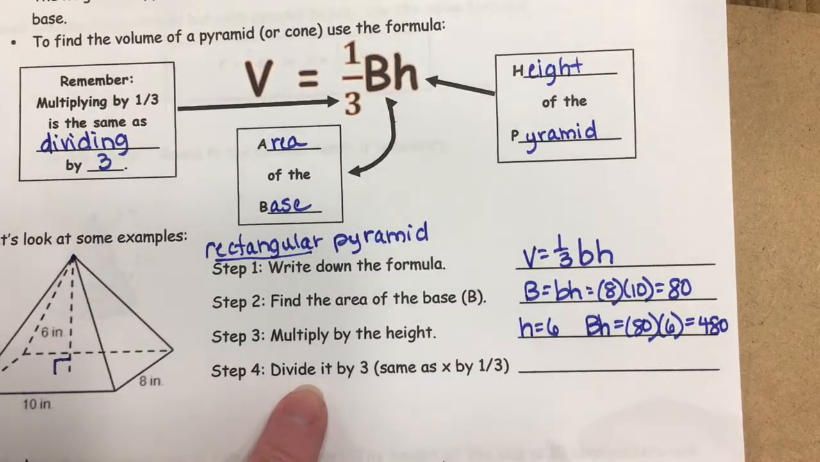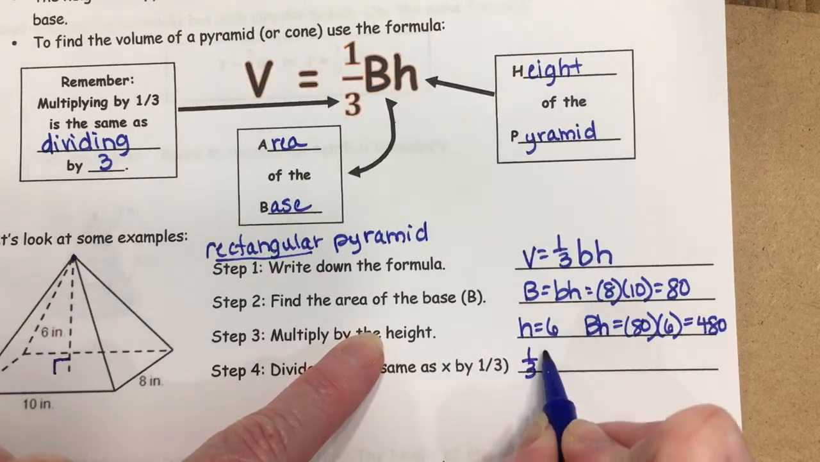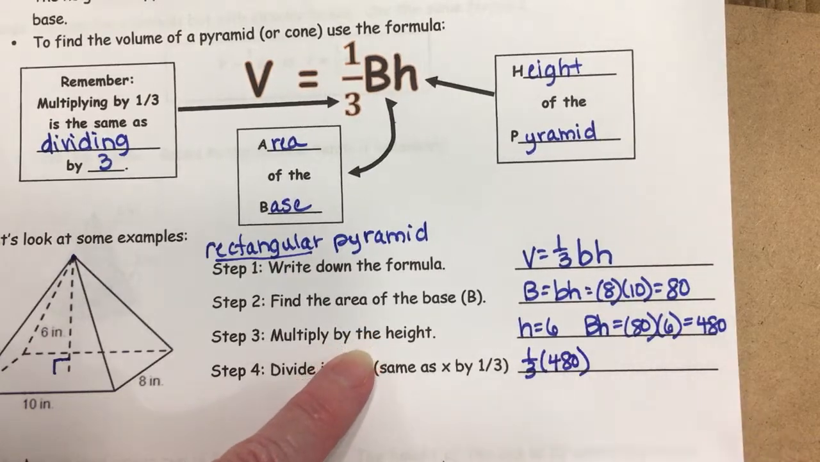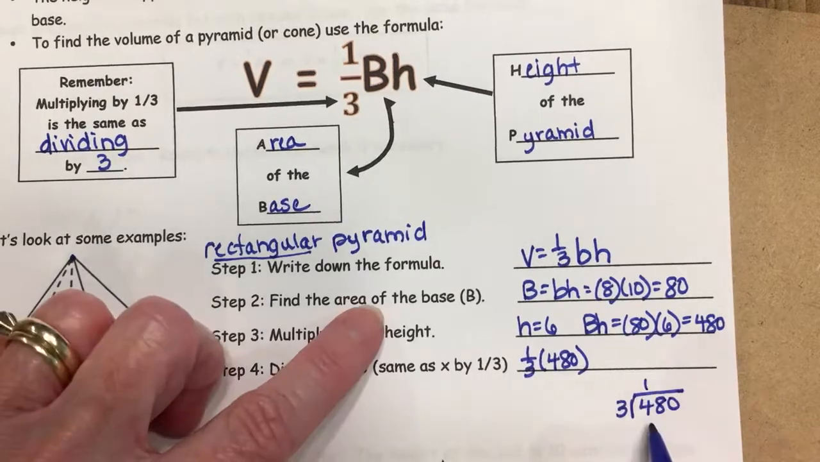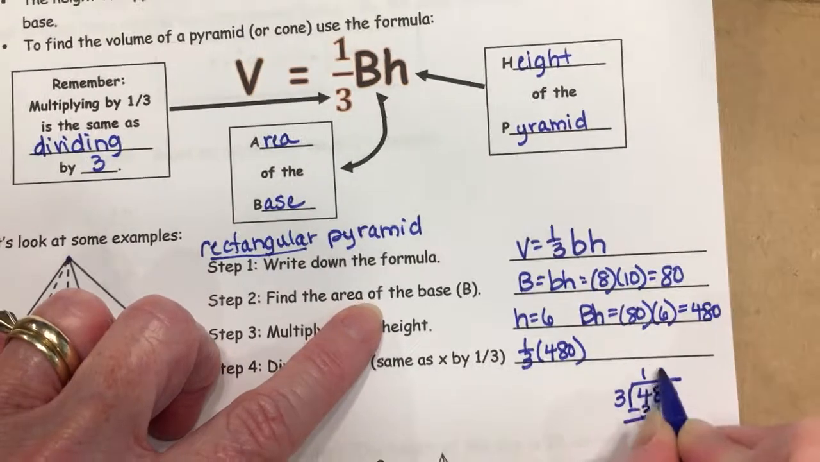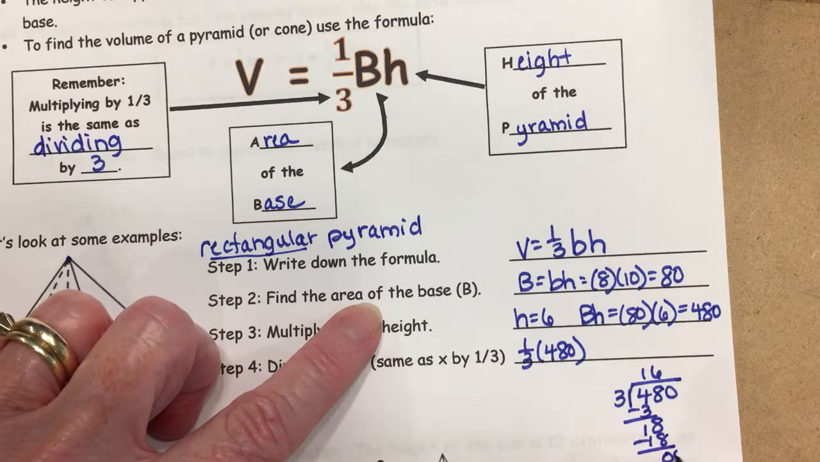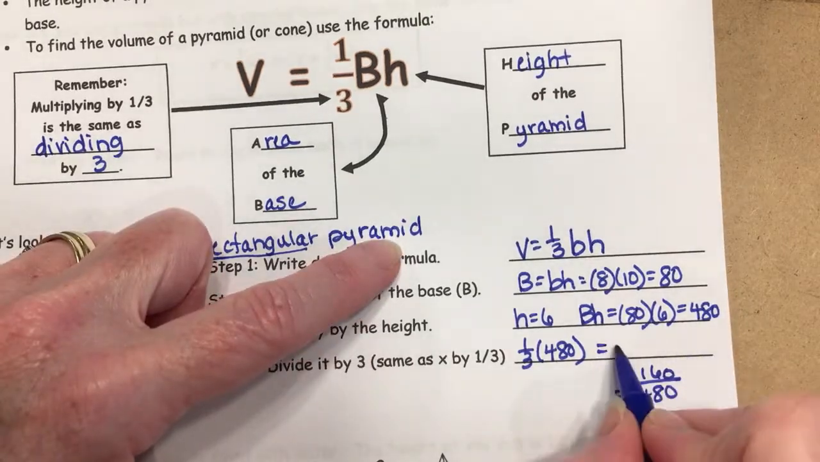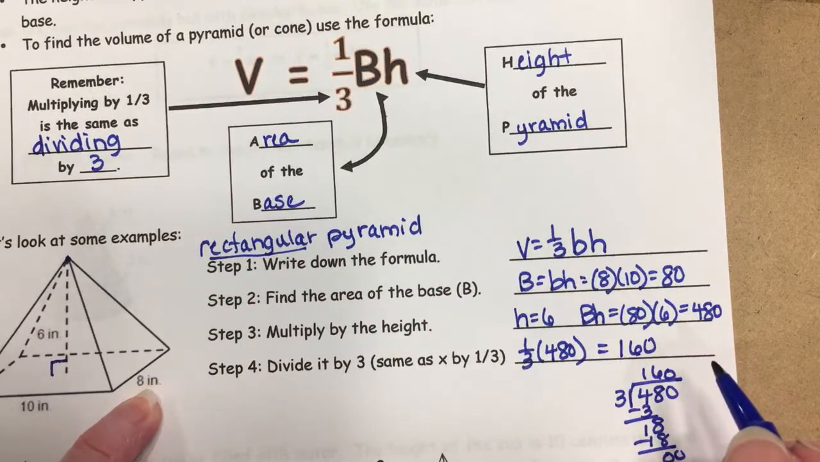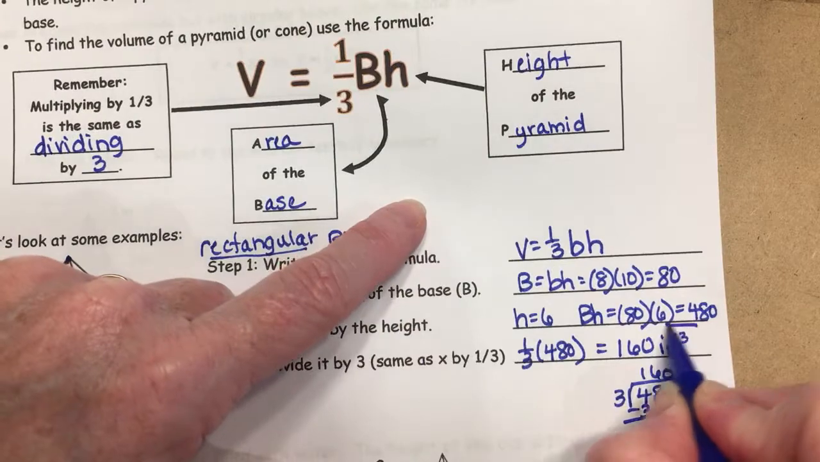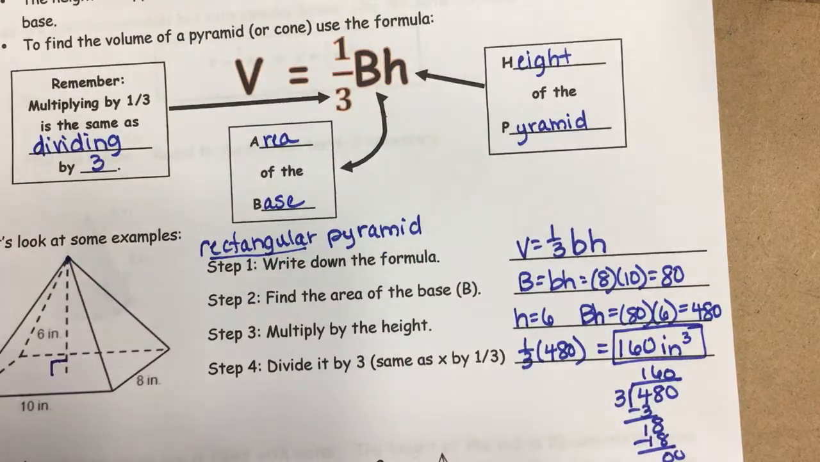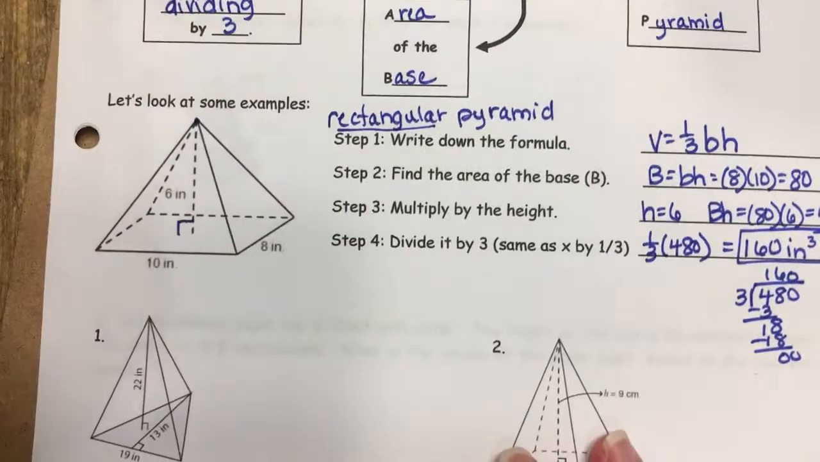The last step is the 1/3 part. Remember, that's the same thing as dividing by 3. So now we're going to do 1/3 of 480. If you can't do that, just divide it down here. 480, it'll go once. Bring down the 8, it'll go 6 times, and then 0 times. This is equal to 160, and for your units, it's in inches, and it's volume, so cubic inches. So 160 cubic inches.